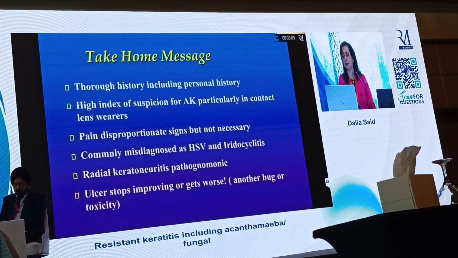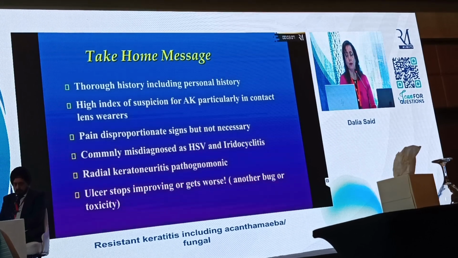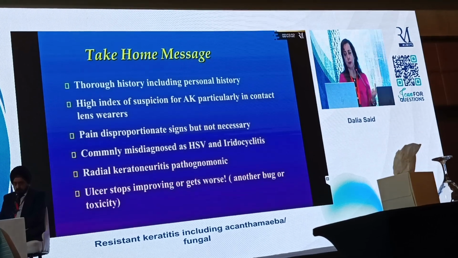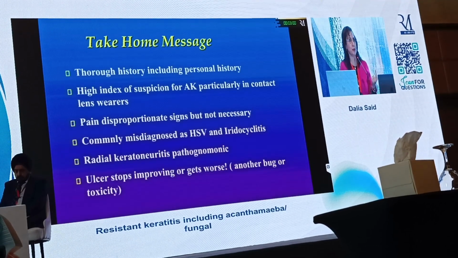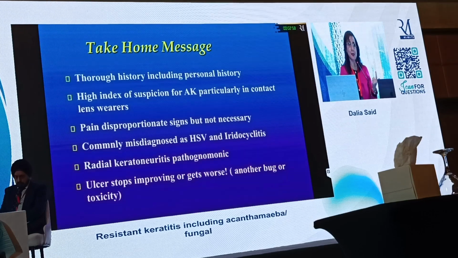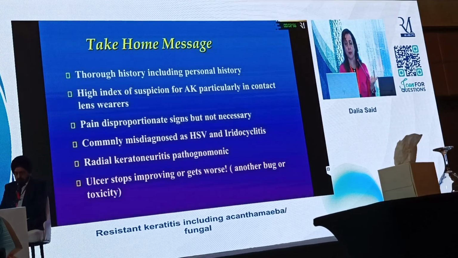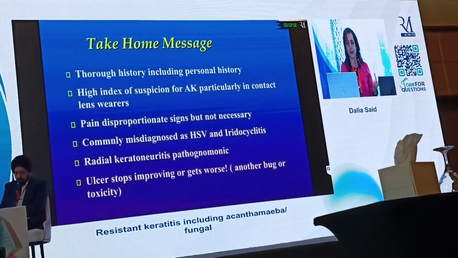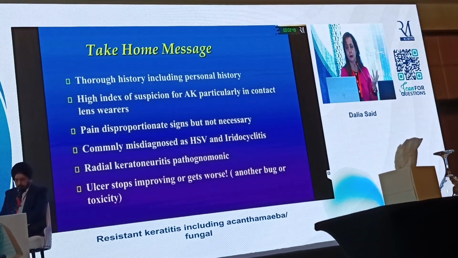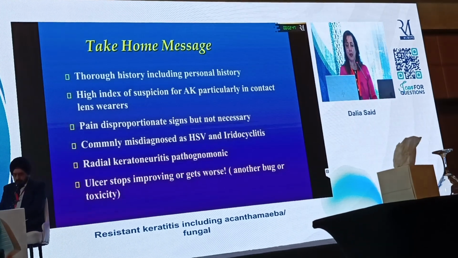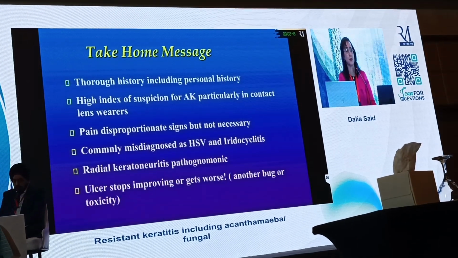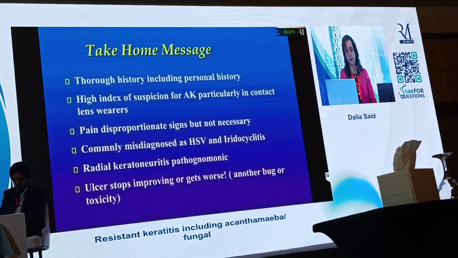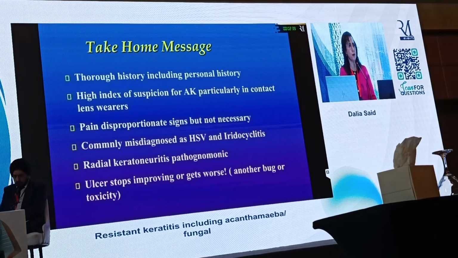So the take-home messages, you need thorough history, including personal history, high index of suspicion of acanthamoeba, especially if the patient is a contact lens wearer, but you can still get acanthamoeba without a contact lens wearer. Pain disproportionate to the signs, but not necessarily, and not in every case. It's commonly misdiagnosed as herpes simplex or keratitis. Radial perineuritis is pathognomonic, but it's not an early sign. If the ulcer stops improving or getting worse, think of another bug.